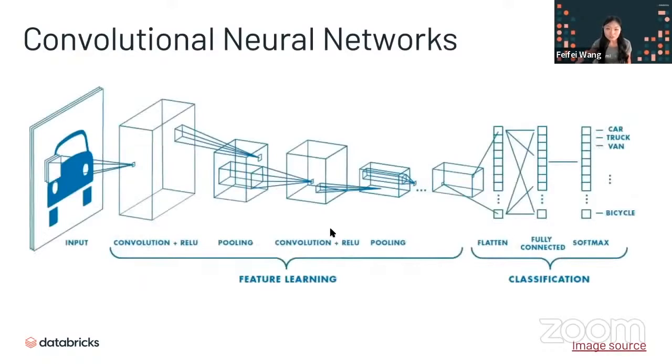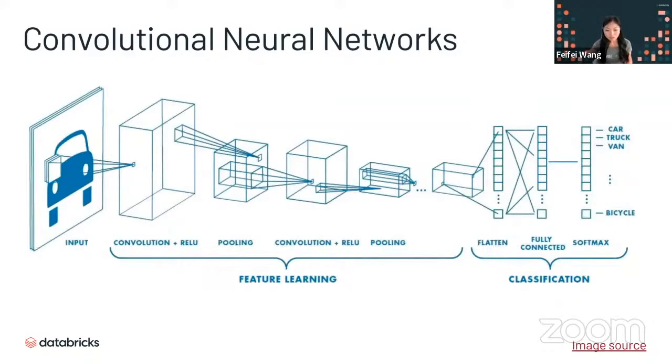So convolutional neural networks actually have very broad applications. They can be used in image classification or even some NLP. So let's say you have some raw text, you can also classify your text into different authors. It can be used in face recognition as well.